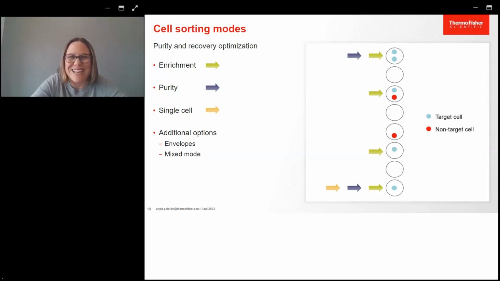Your purity is really high for this. You're getting exactly what you want, but your recovery can be low, so you could be throwing away some cells that you want.